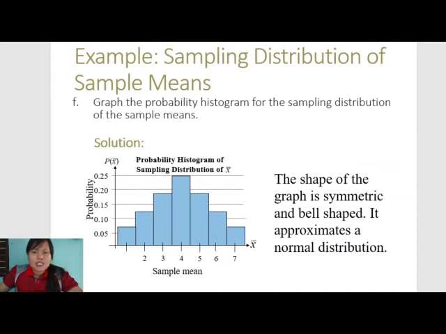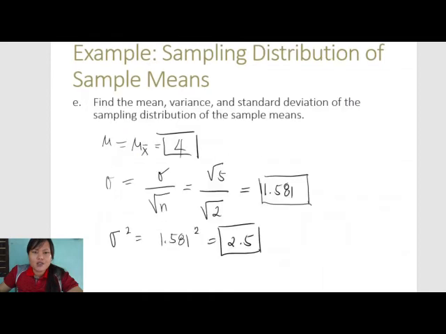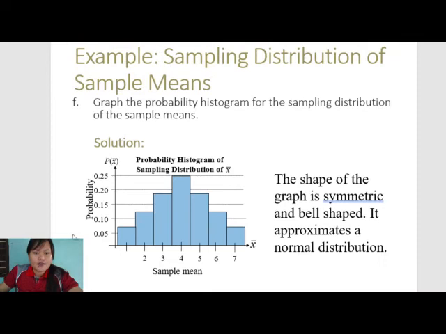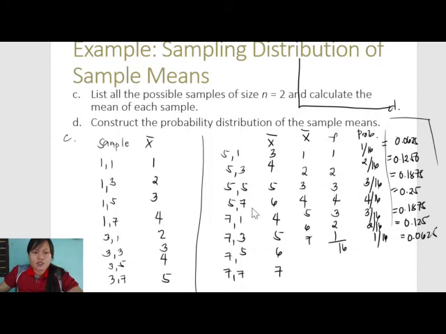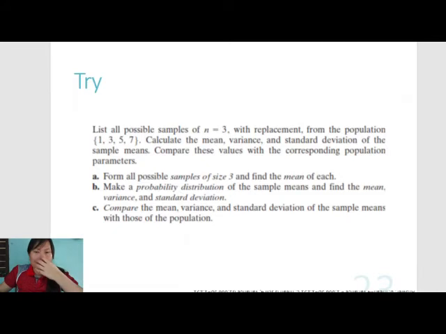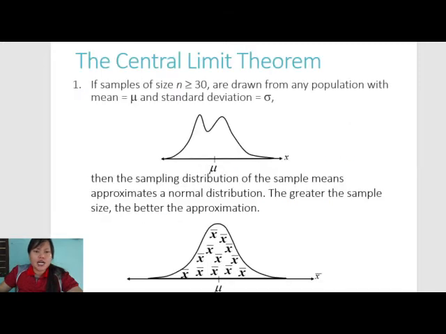For graphing the probability histogram, you can see here the histogram of the values we computed. This 0.0625, and so on. So this is the histogram of your sampling distribution as computed here. You can try to apply this formula using this sample problem. Okay, next.